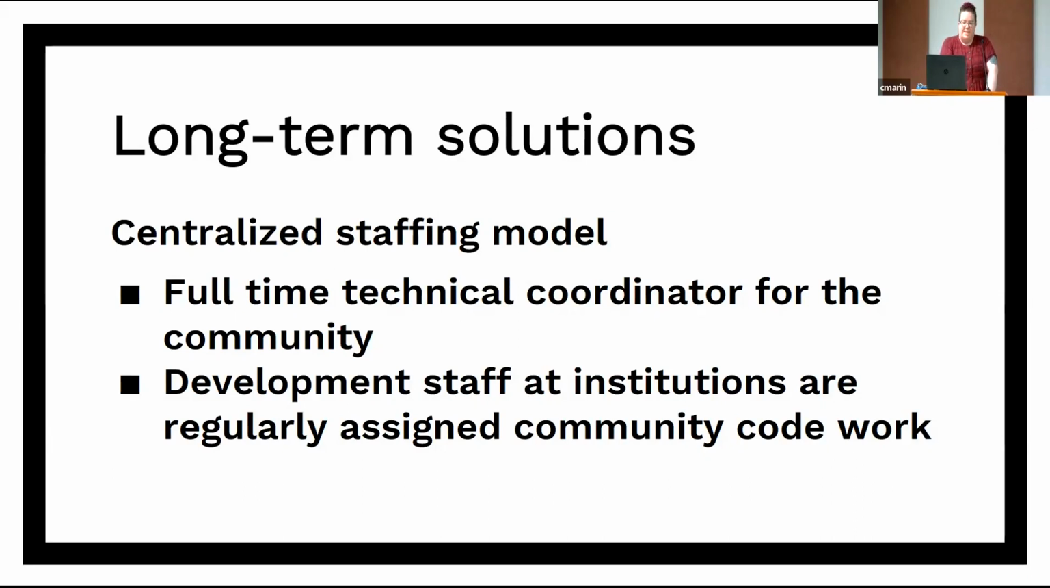And we'd like to see further regular assignment of community code work to development staff at institutions. Just make it part of everyone's job as much as possible and not something they're volunteering to do on top of their job. That's not fair.